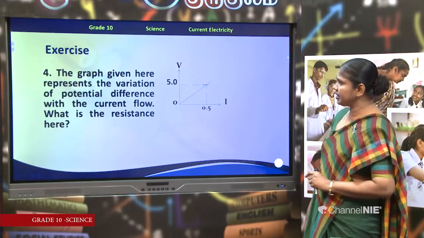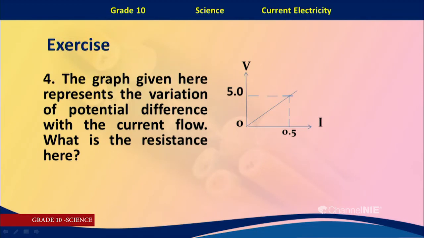The graph given here represents the variation of potential difference with the current flow. What is the resistance here? Children, when a graph is given to you like this, and you know the potential difference and the current flow, then you can use the same equation to find resistance. To find the resistance, what you have to do? You have to divide potential difference by current flow. This is the answer.